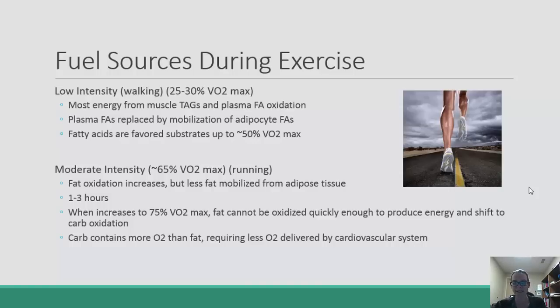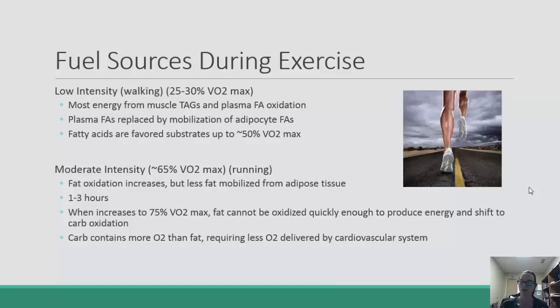So when I increase my intensity a little bit more, we've tapped our ability to use oxidized fat quickly enough to produce the energy we need for this type of intensity. Instead, we're going to shift toward carb oxidation. This makes sense. When we look at the molecules of fat and carb, carb has more oxygen than fat. Therefore, it requires less delivery of oxygen from the cardiovascular system, so it allows us to oxidize this source of energy much more quickly than we could fat.